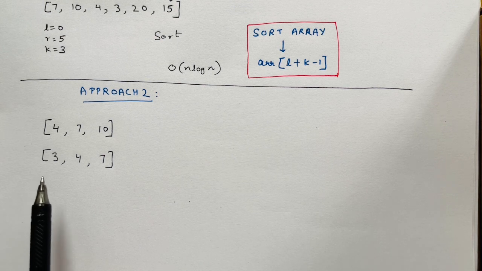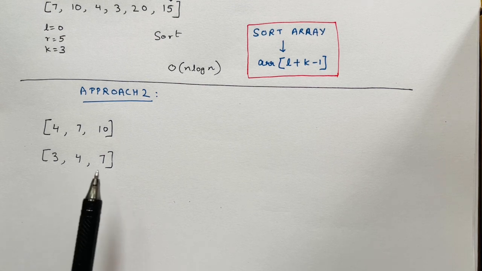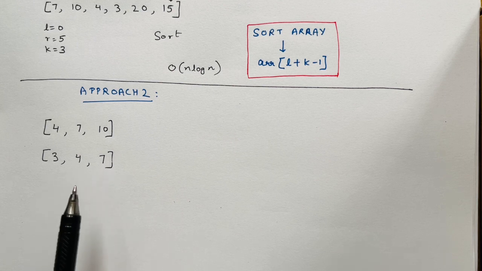So this array will always maintain the smallest k elements that are seen so far in a sorted manner, and the last element will denote the kth smallest element seen so far.